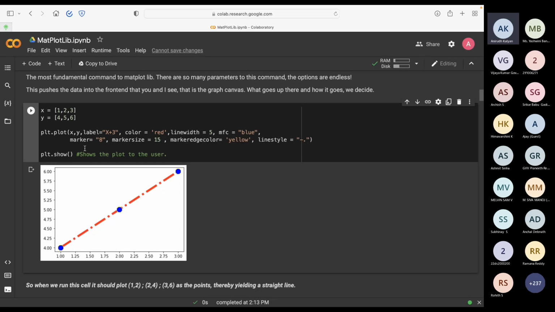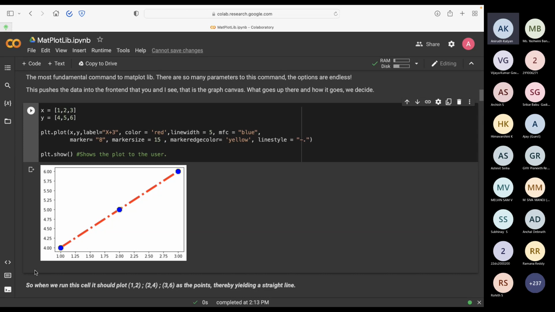You want to pass a single dimension list for x and a corresponding single dimension list for y, and Matplotlib will correspond the values. So the first element of the x value and the first element of the y value will correspond together to make one point. And then it will try and plot these points through a straight line.